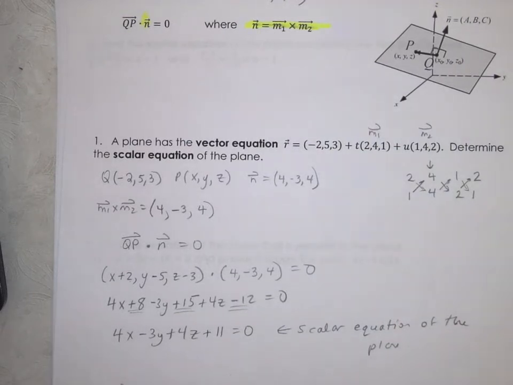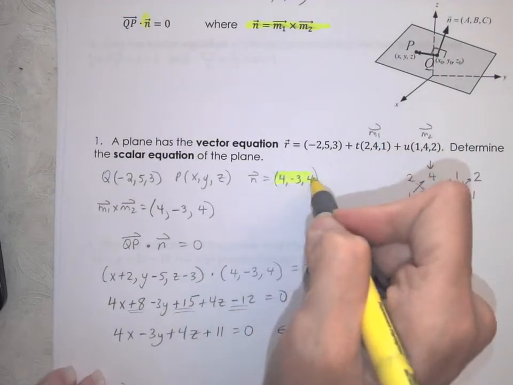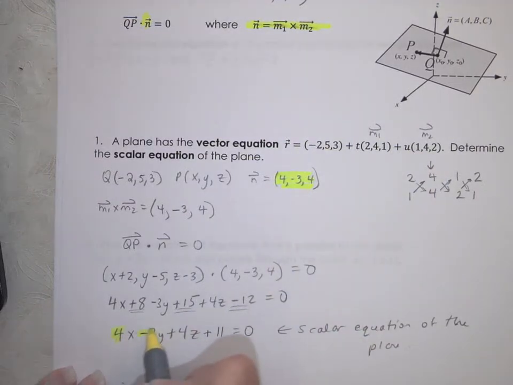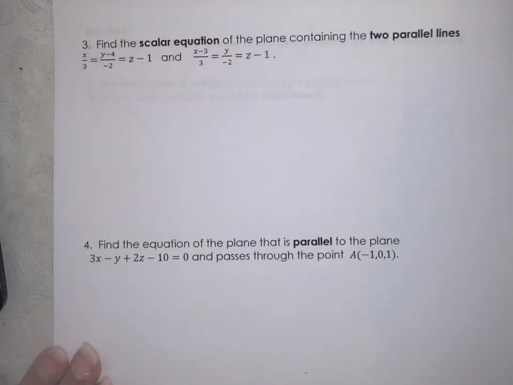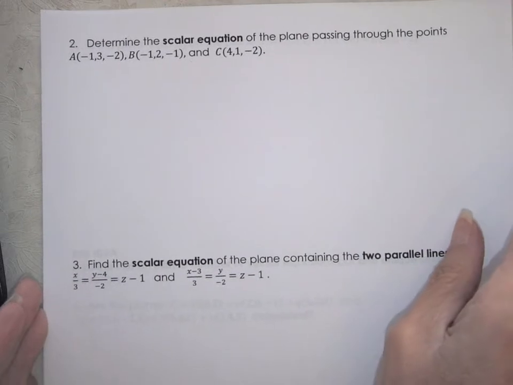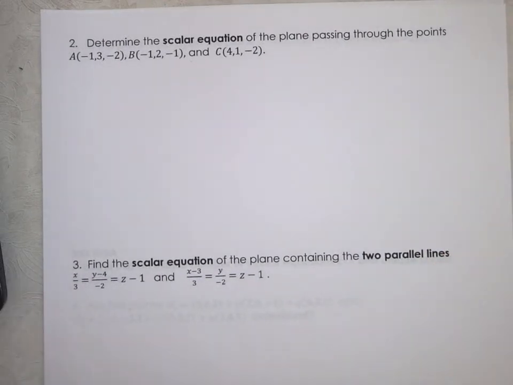And notice that the normal here, 4, negative 3, 4, we can see as the coefficients of x, y, and z in our scalar equation of the plane. Okay, so determine the scalar equation of the plane passing through those 3 points.